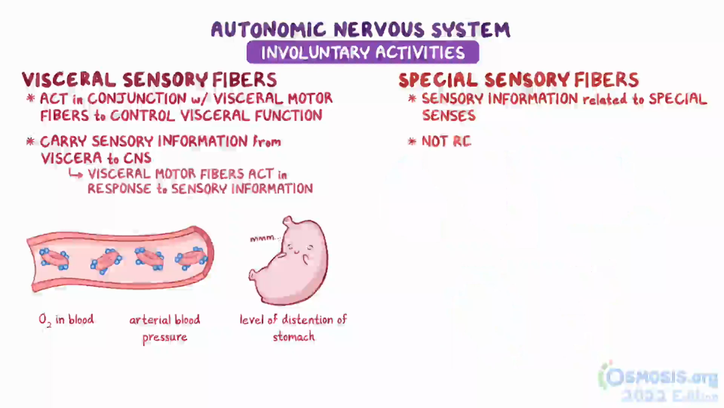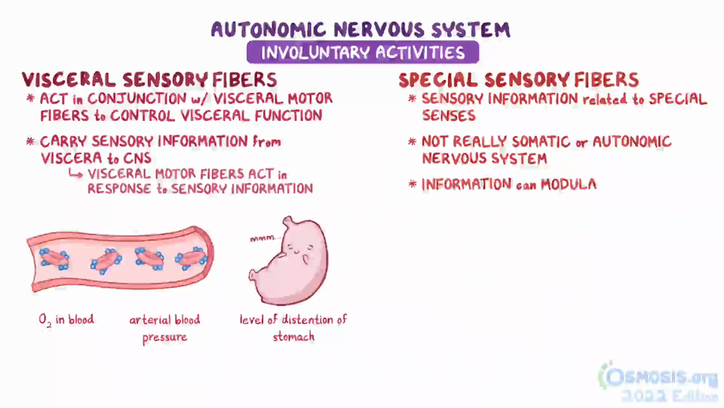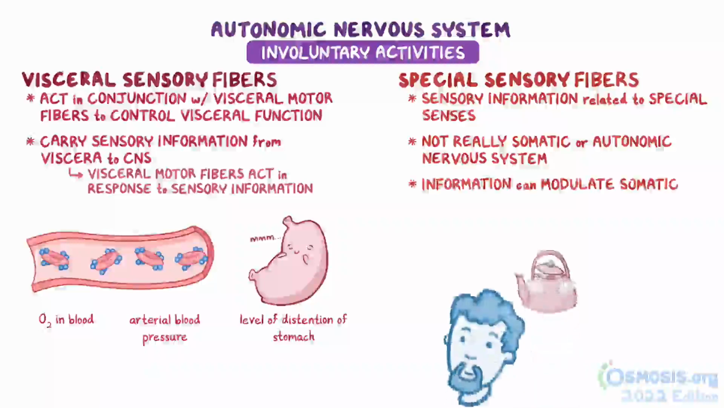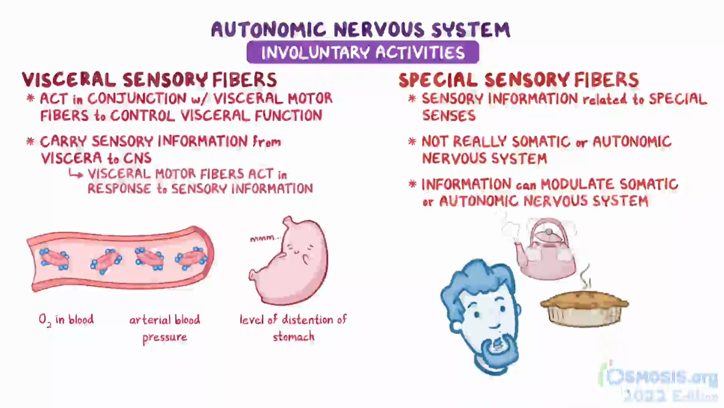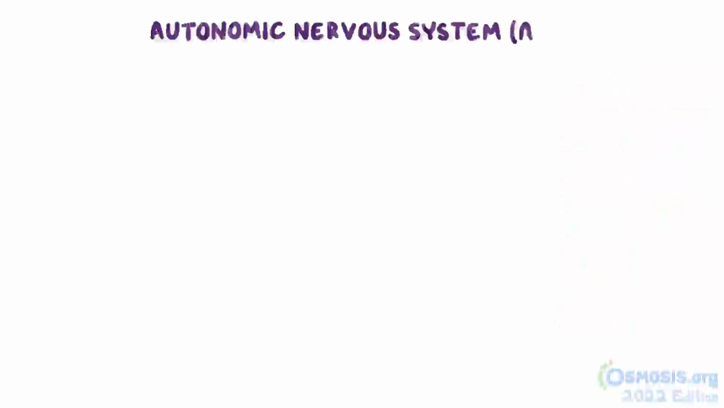These fibers are not really classified as part of the somatic or autonomic nervous system. However, this information can modulate the activity of the somatic motor system, such as sending signals to skeletal muscles to turn your head in response to a sound. Or the autonomic nervous system, such as stimulating salivary glands in response to the smell of a freshly baked apple pie. Okay, now let's dive a bit more into the autonomic nervous system, or ANS.